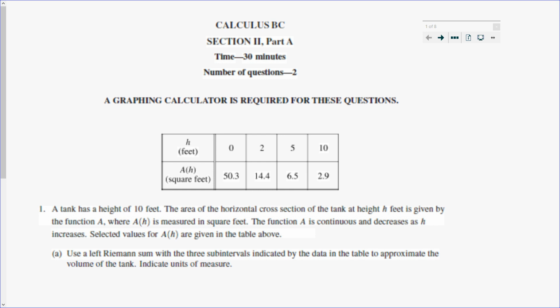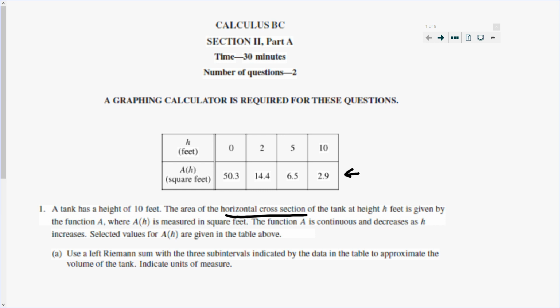Okay, so question number one talks about a tank of height 10 feet. And it has an area of horizontal cross-section. Now, it says horizontal cross-section. To me, that sounds like I'm going to look for volume there, so I'll pay attention to that later on. And the horizontal cross-sections are given by the function A, where A of h is measured in square feet. So that's what they're giving you right here, the area of each cross-section. The function A is continuous and decreases as h increases. Selected values for A of h are given in the table above.